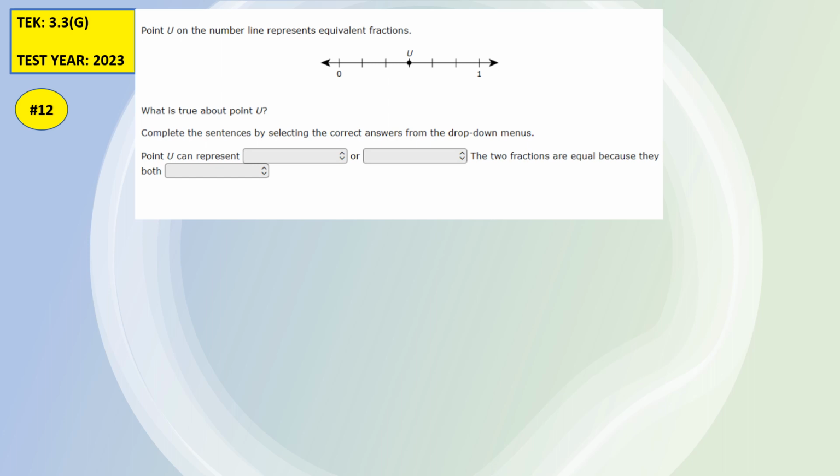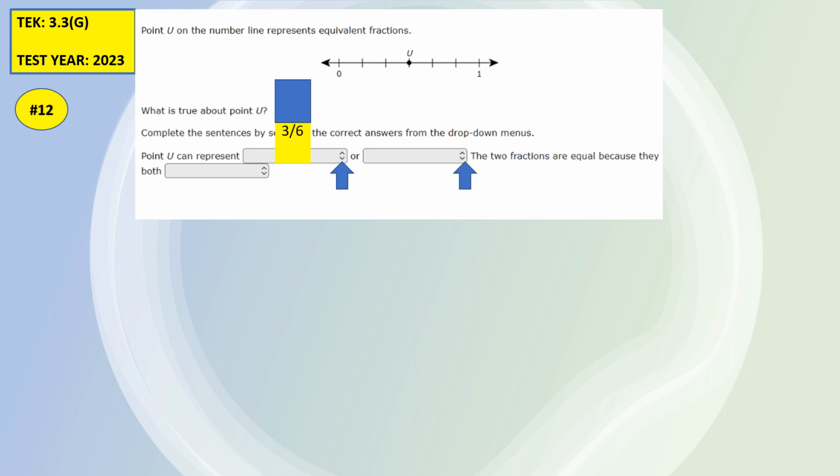And the letter U is on the third out of 6 marks, which means that point U can represent 3/6. So if you click here, it's going to bring up some answer choices. 2/6, 4/8, 3/6. And as we said, U can be represented by 3/6. So here you would click 3/6, but you're not finished because you have 2 other answers you have to select.